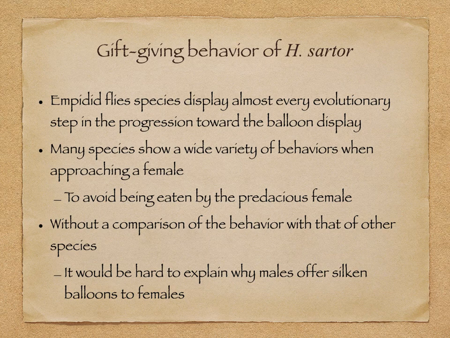Let me back up. So if the male approaches in the wrong way, he will get eaten. So now he has to pass on his genes somehow. He has to figure out how to turn that predatory behavior off in the females. If you look across all of the empidid flies, you actually can see steps in the progression that leads to this balloon display, and it makes so much more sense.